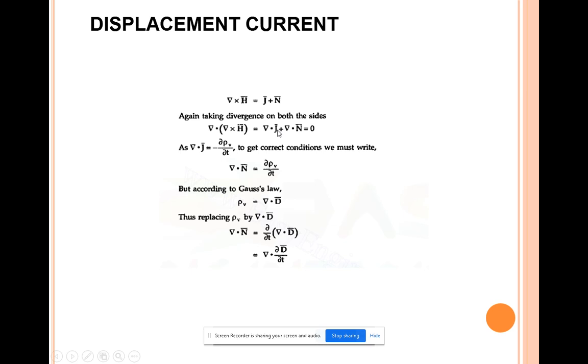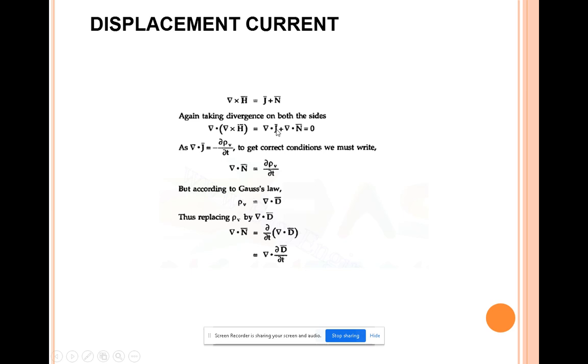Okay, so here the del dot J vector, this current density element, can be written as minus dou rho V by dou T. Okay, this is one of the Maxwell equations. Del dot J vector equal to minus dou rho V by dou T. Okay, so here you are going to replace it. That is del dot N vector as dou rho V by dou T. Okay, we understood because del dot J vector equal to minus dou rho V by dou T.